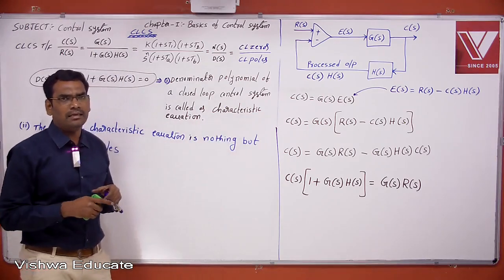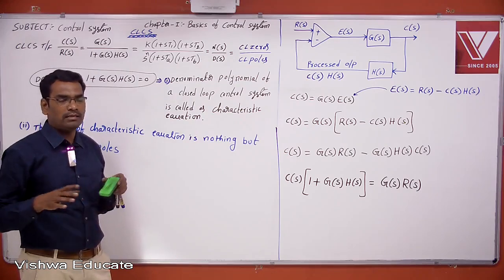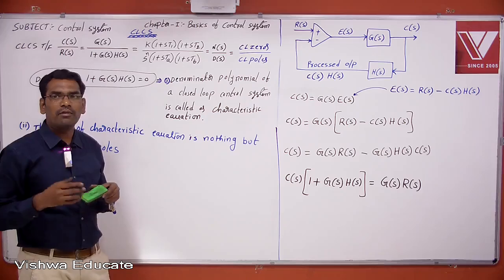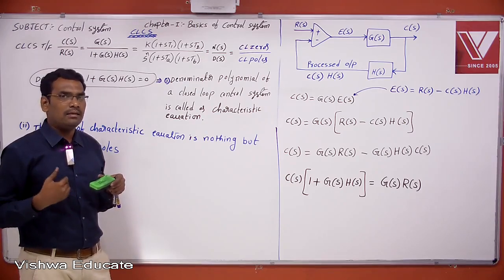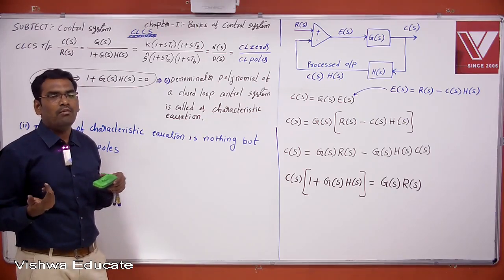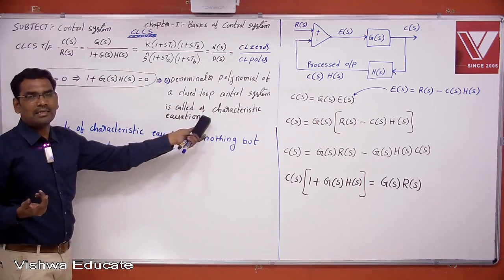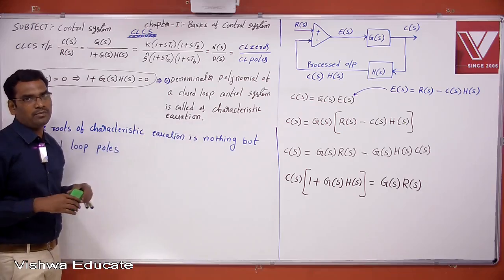Sir, is that statement true? There is no need to memorize it, because our subject itself will show all these things. Very soon we will see what the characteristic equation means and what a closed loop pole is. The closed loop poles will give the total characteristics of a control system. You have experience, so it is not a problem.